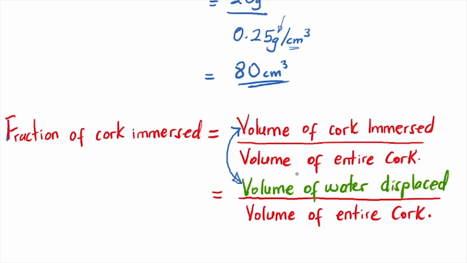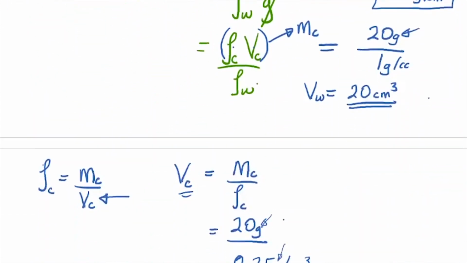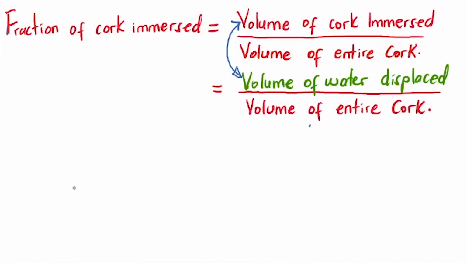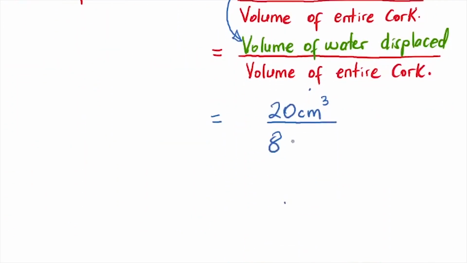Okay, so what is the volume of the water displaced? We got that one up here. We got the volume of the water displaced as 20 centimeters cubed. So I shall come down here and say, this is going to be 20 centimeters cubed. That's the volume of the water that was displaced, which is equivalent to the volume of the cork immersed. Divide that by the volume of the entire cork. Now the volume of the entire cork, we got it up here as 80 centimeters cubed. So I shall come here and say this is out of 80 centimeters cubed. And so the answer we get here, this is once, that is 4 times. Of course, the centimeters cubed and that centimeters cubed will cancel. We'll end up with a quarter, like that.